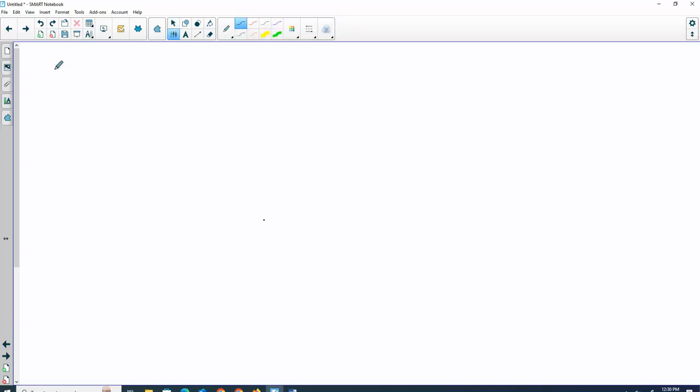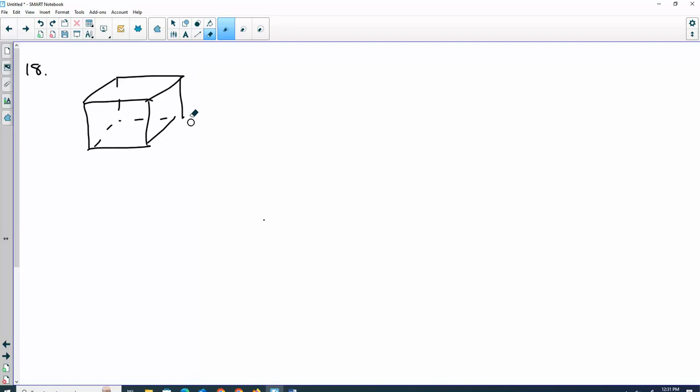Let's look at problem number 18. So suppose you are to make a rectangular box with a square base. So I'm going to draw myself a box. That is really not good. Got a little crazy there. Okay, so there's my sloppy box.